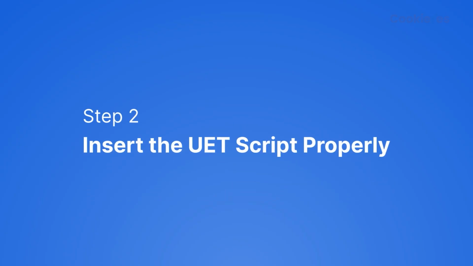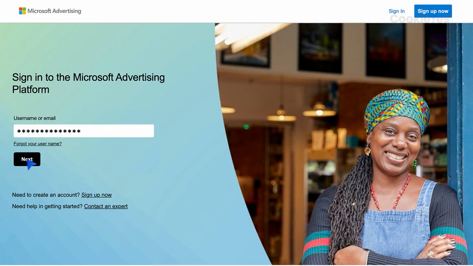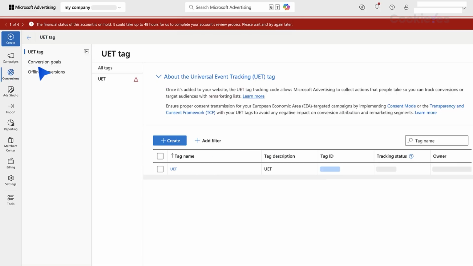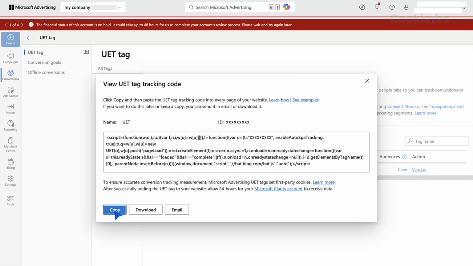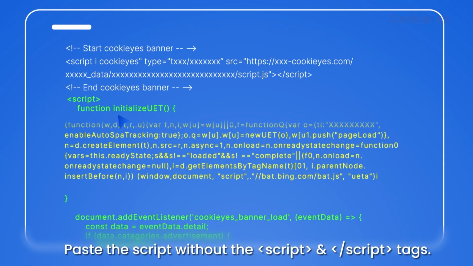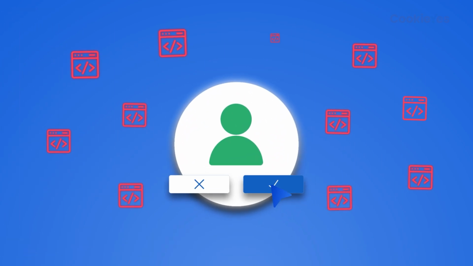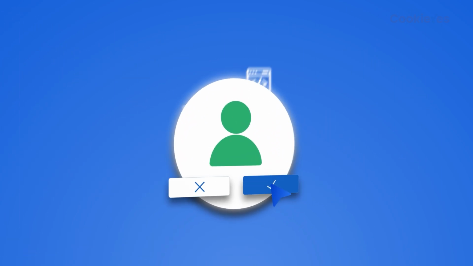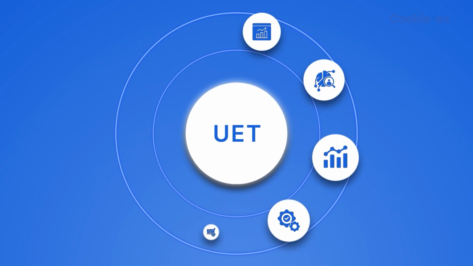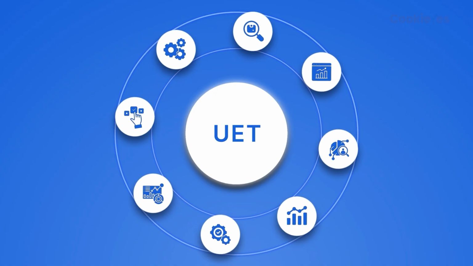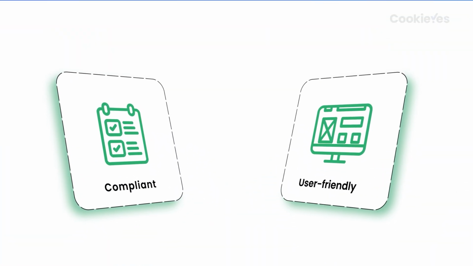Step 2, insert the UET script properly. Log into Microsoft Advertising. Go to Conversions, UET tag, and retrieve your UET script. Inside the initialize UET function, paste the script without the script tags. This ensures the script runs only when the user gives consent. Once implemented, this script will dynamically load UET based on user preferences, keeping your website compliant and user-friendly.